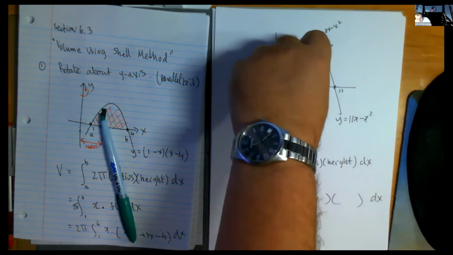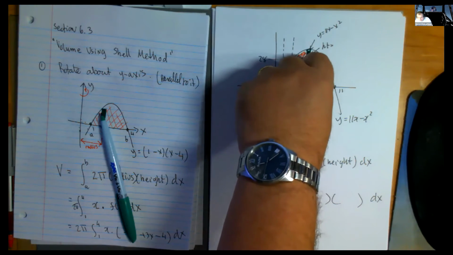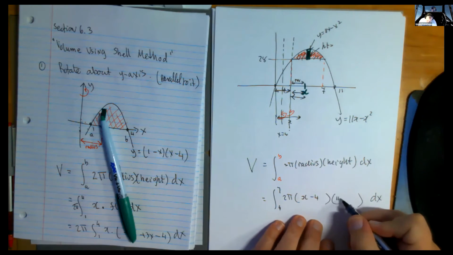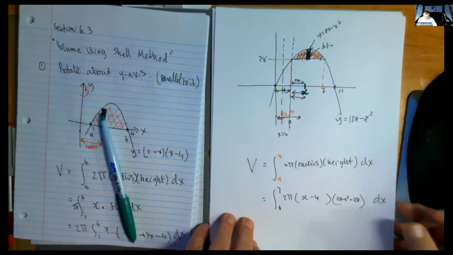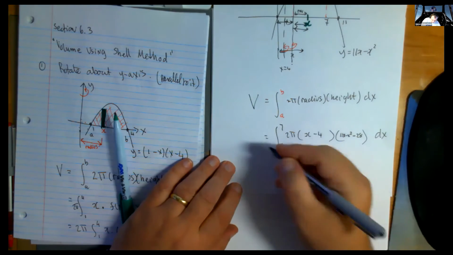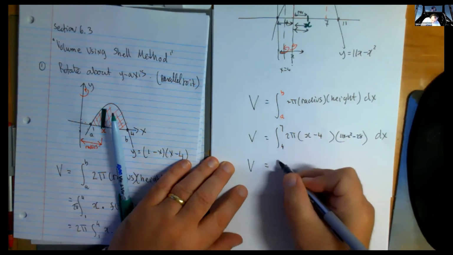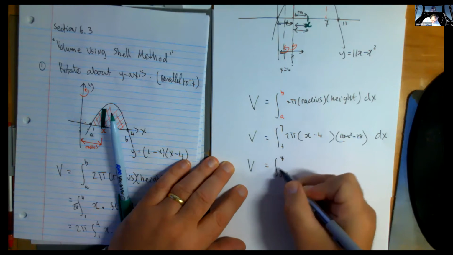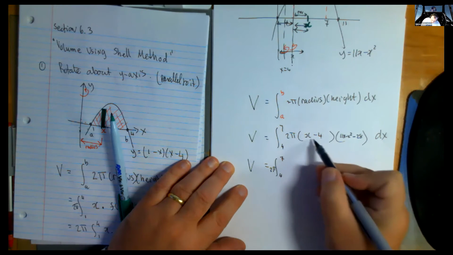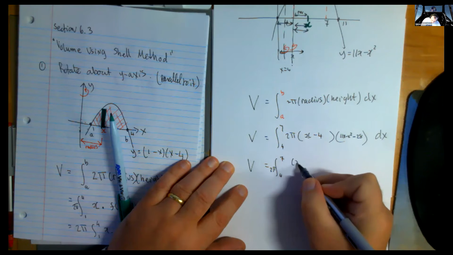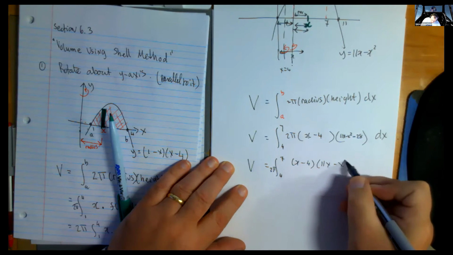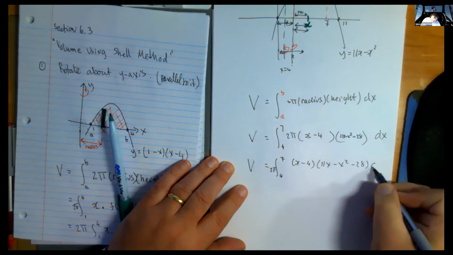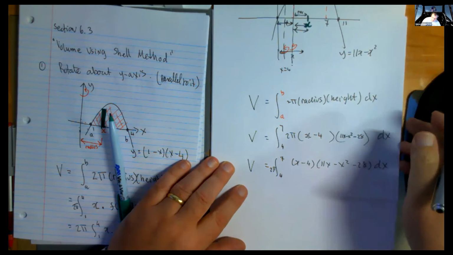Now the height, well, the top bit is 11x take away x squared. So isn't the height the difference between the top and the bottom? And the top is 11x take away x squared minus the bottom, which is that. So we are looking for the integral from 4 to 7 of 2 pi, and now you're going to have to multiply out all of this.